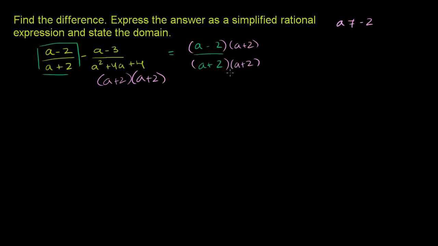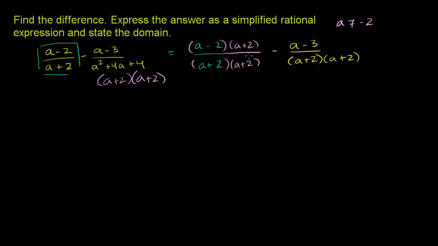So the first term is that. I'll extend the line a little bit. And then the second term doesn't change, because its denominator is already the common denominator. So minus a minus 3 over, and we could write it either as a plus 2 times a plus 2, or as this thing over here. Let's write it in the factored form. It'll make it easier to simplify later on. A plus 2 times a plus 2.